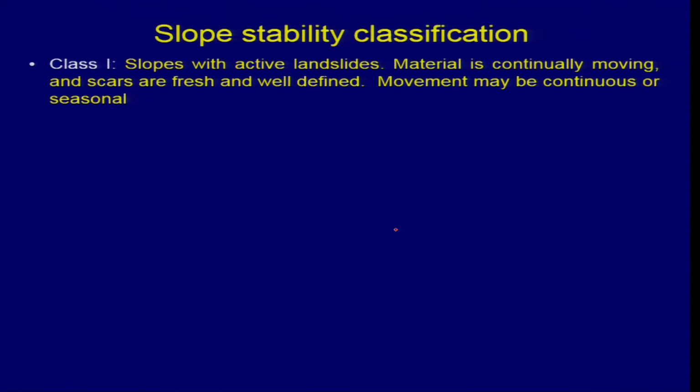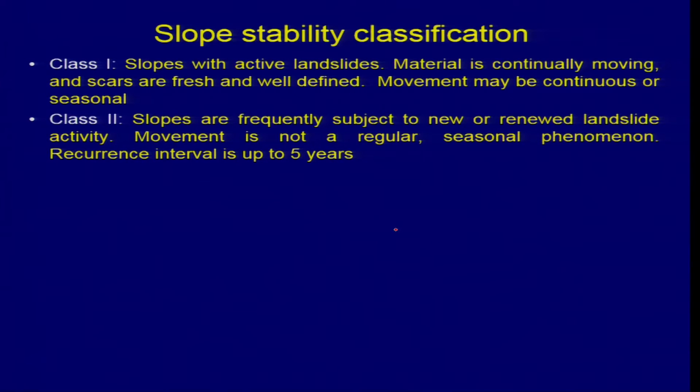Slope stability classification: if you take class 1, this may vary from place to place again, but in general you can say that slopes with active landslides are class 1, where material is continuously moving and scars are fresh and well defined. Movement may be continuous or seasonal. Then class 2, slopes are frequently subjected to new or renewed landslides. Movement is not a regular seasonal phenomenon. A recurrence interval is up to 5 years or so, but this can be known only if you are having constant watch on that area.